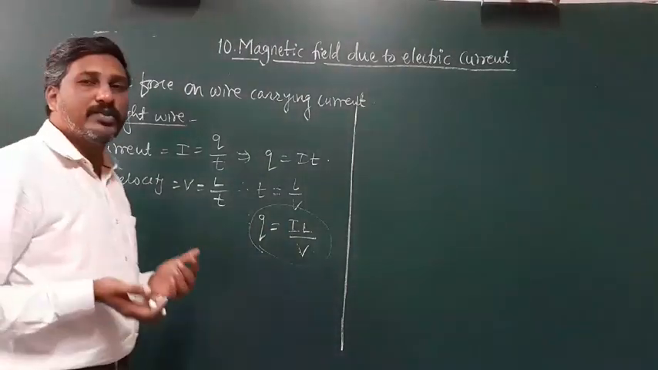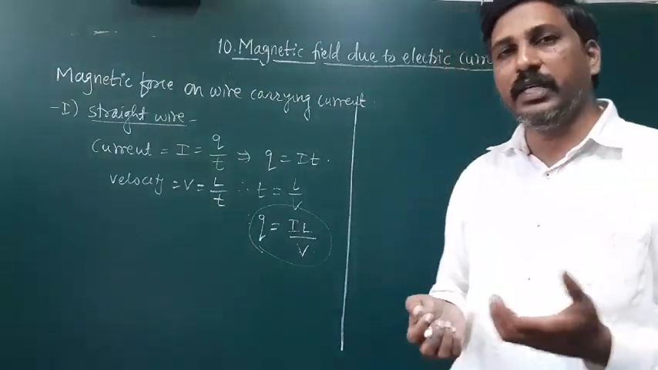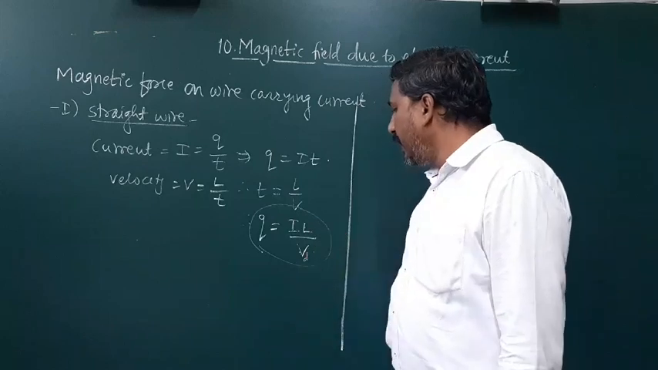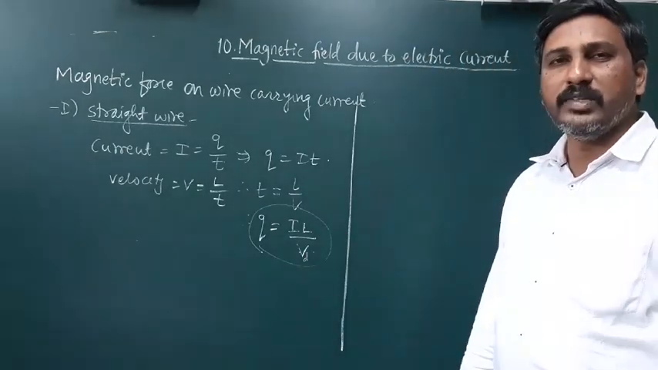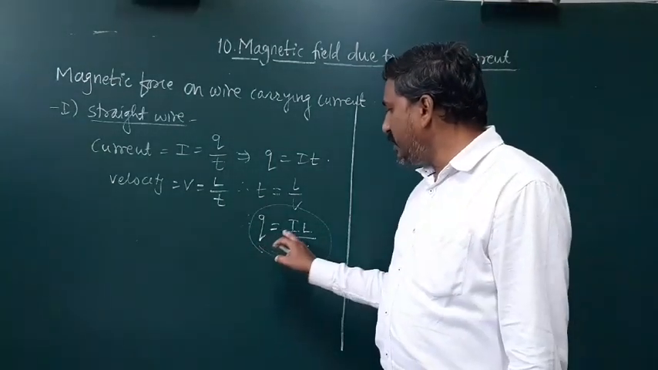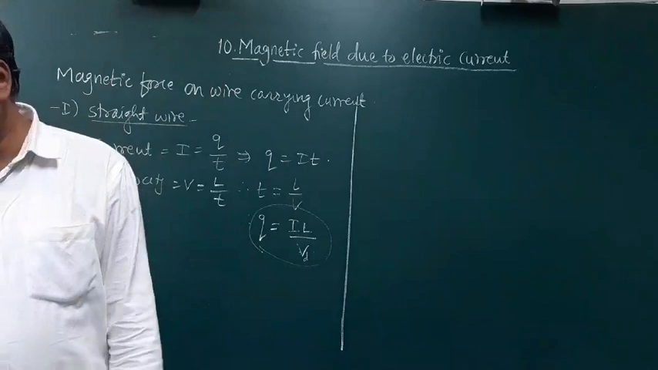Here, what is the velocity? Here the velocity is the drift velocity. In the previous year, in 11th standard, we discussed drift velocity, and its order is about 10 raised to minus 3 meter per second. So the charge equals I L divided by V_d is the most important thing.